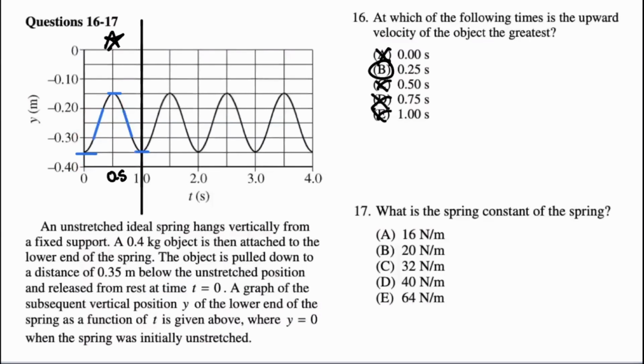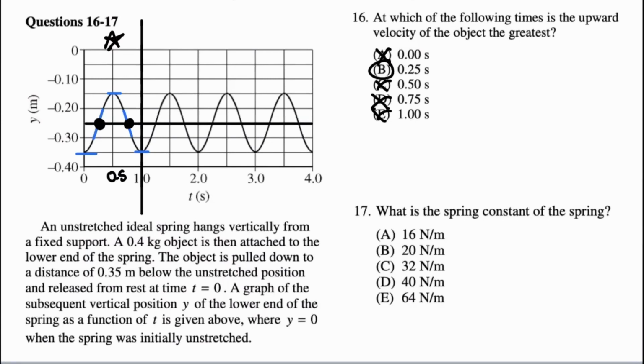And that makes sense because when we look at the y versus t graph, we can see that this point right here is our equilibrium point. It reaches equilibrium at this point, 0.25. It also reaches it at 0.75, but it's just in the negative direction. But when talking about upward velocity, it's talking positive. So 0.25 is the greater velocity at that point.